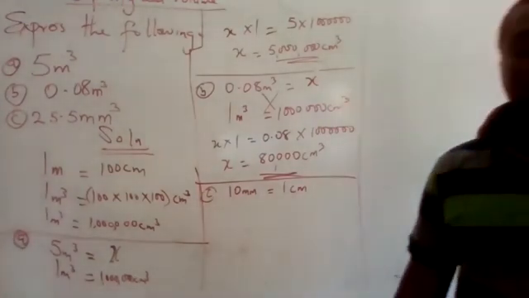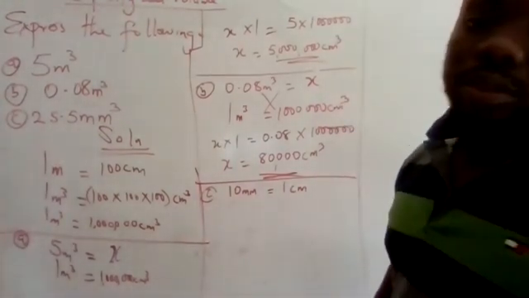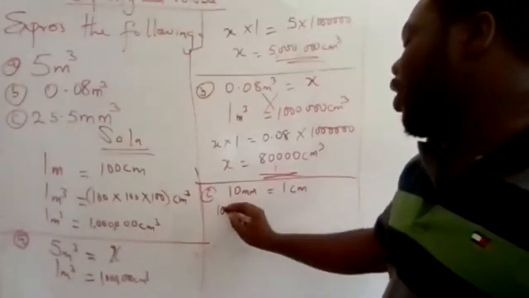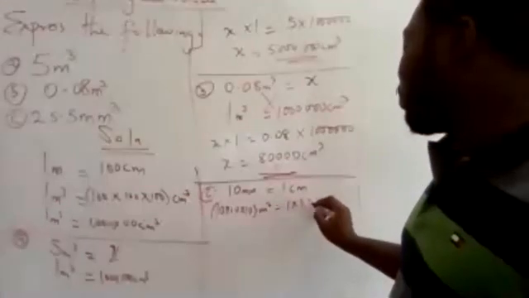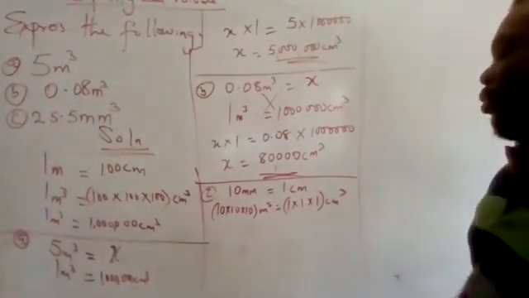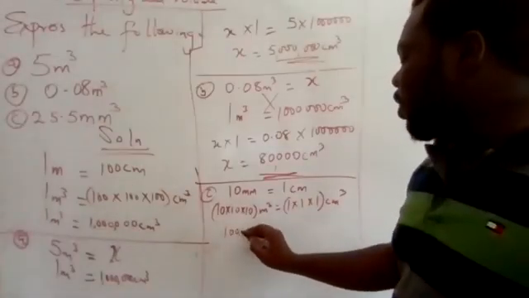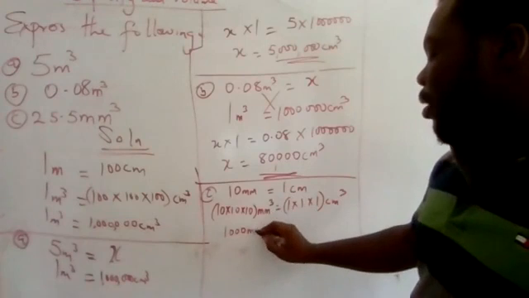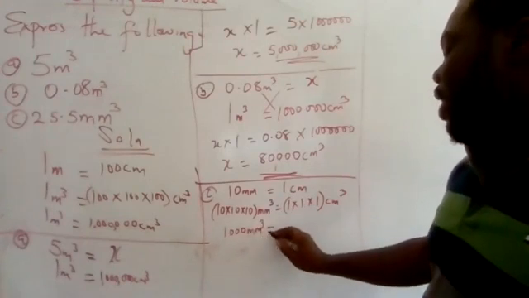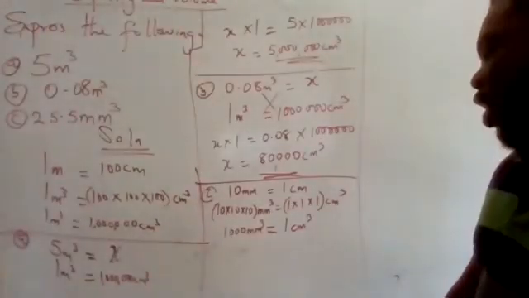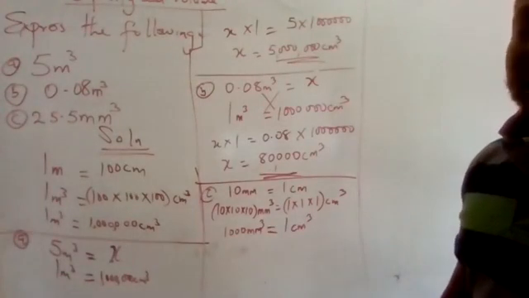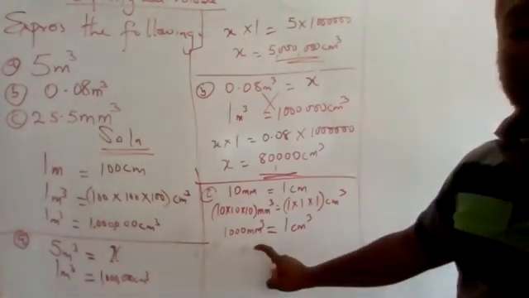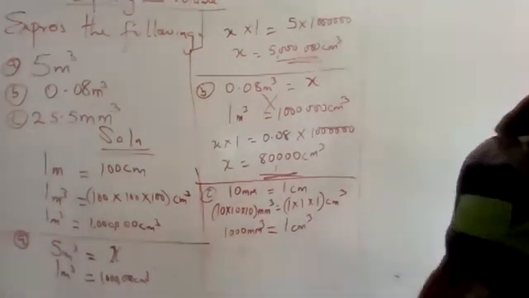If you check your ruler, this is 10 multiplied by 10 multiplied by 10, all in millimeters cube. It's going to give us 1 times 1 times 1, all in centimeters cube. So meaning that 1,000 millimeter cube is equivalent to 1 centimeter cube. Sorry about that error. So in order to convert millimeters cube to centimeters cube, 1,000 millimeters cube will be equal to 1 centimeters cube.